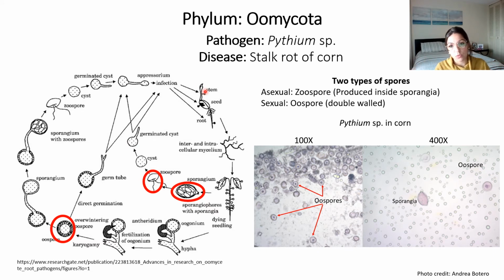So we have two different types of spores. The asexual ones, which are the zoospores, produced in the sporangium, and the sexual spore, which is the oospore, which is produced by fertilization of an oogonium by an antheridium. The oospores are double-walled and they look different from the sporangium. As we can see here, we have an oospore and they are double-walled, like all those over here, and we have a sporangium over here and one over here.